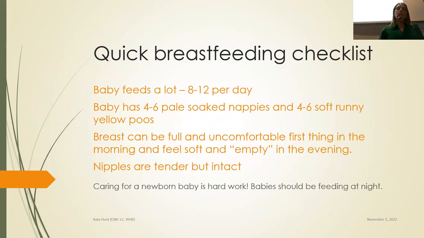Quick breastfeeding checklist. Babies feed 8 to 12 times a day. They have 4 to 6 pale soaked nappies, 4 to 6 soft runny poos. If they're putting it out, they're getting it in. Breasts can be full and uncomfortable first thing in the morning and feel soft and empty in the evening. So some ladies will say, I haven't got any milk in the afternoon. It's normal. And nipples are tender but intact.